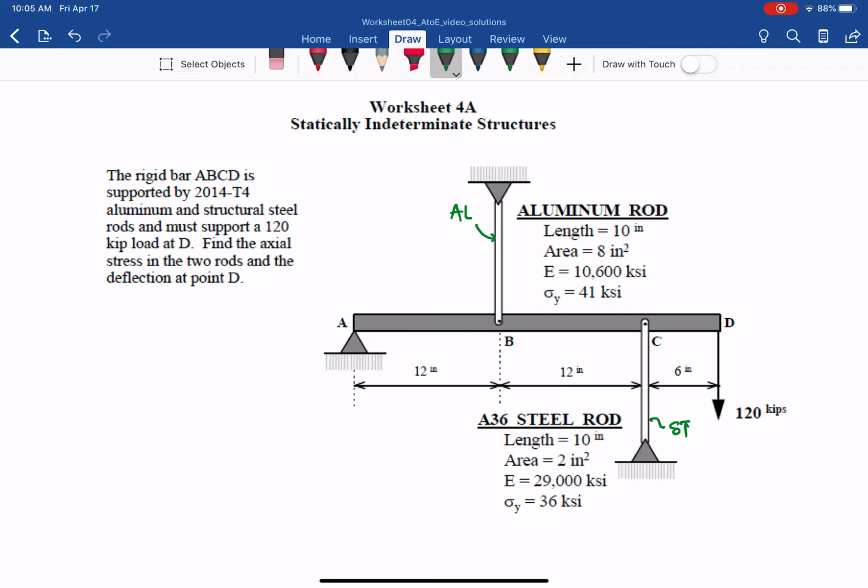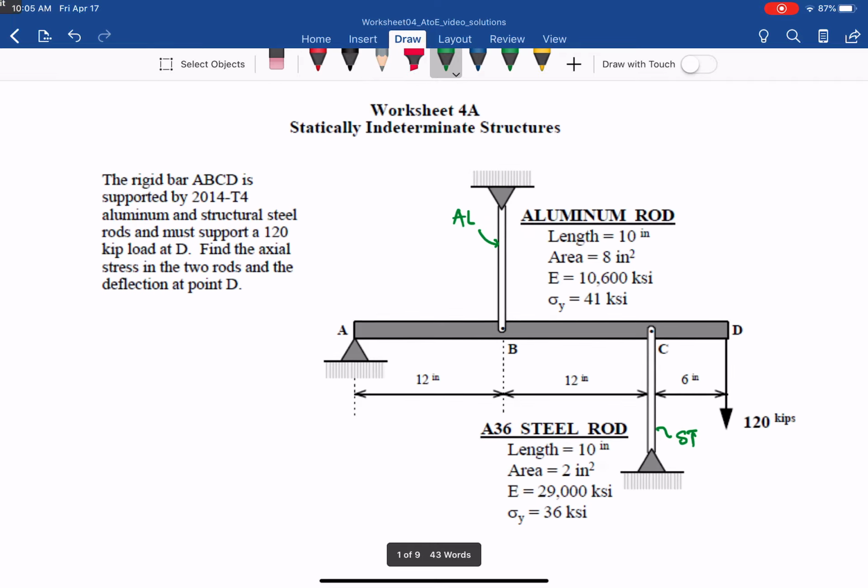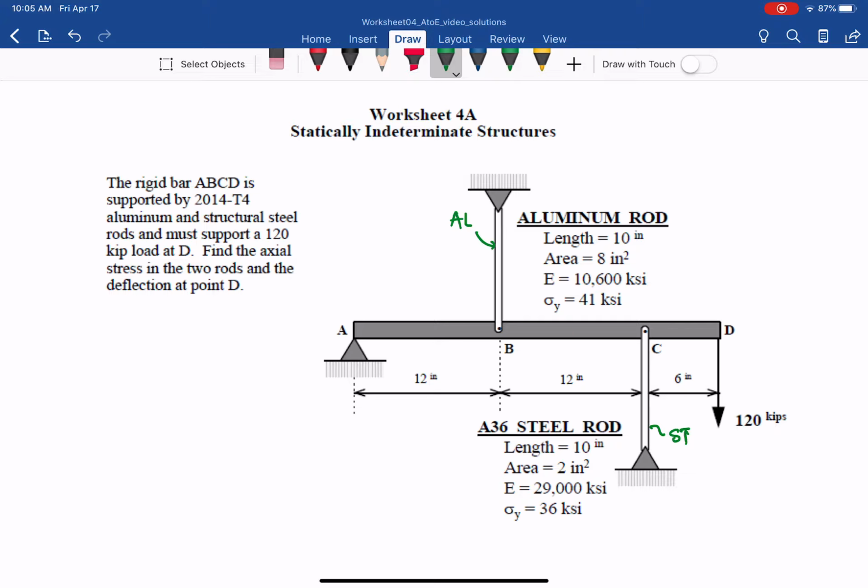and the load P equal to 120 kips at point D as shown there, and find the axial stress in the two rods. Axial stress in the two rods. So axial stress means the normal stress sigma, right? So what is the sigma of the aluminum, and what is the sigma of the steel, on the aluminum and steel rod, and find the deflection at point D.